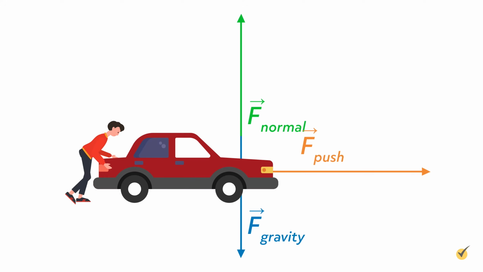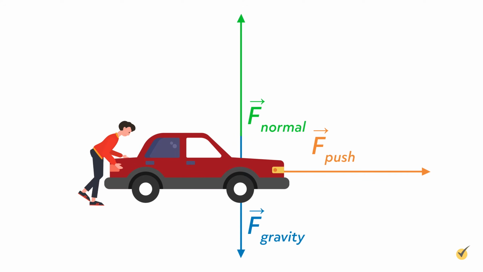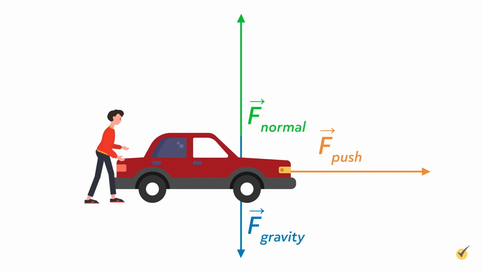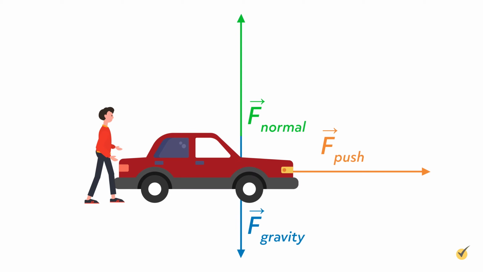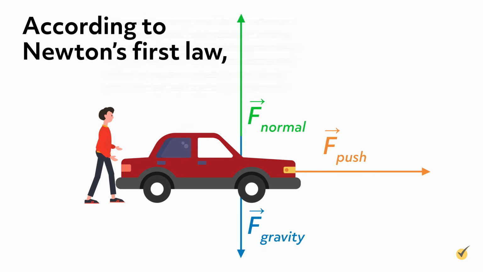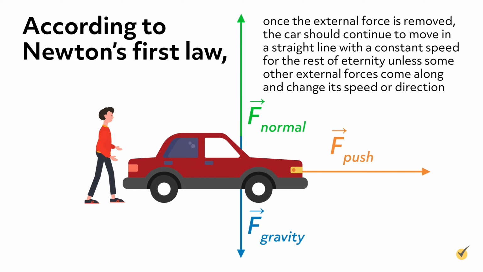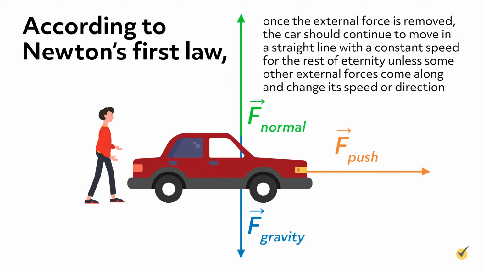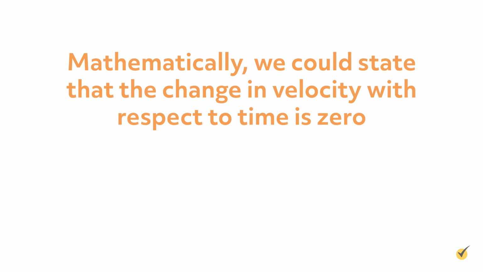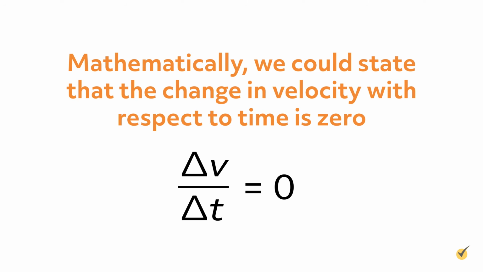Now, let's imagine that someone comes along and pushes the car for a moment, providing an external force and giving it a small velocity. According to Newton's first law, once the external force is removed, the car should continue to move in a straight line with a constant speed for the rest of eternity unless some other external forces come along and change its speed or direction. Mathematically, we could state that the change in velocity with respect to time is 0.